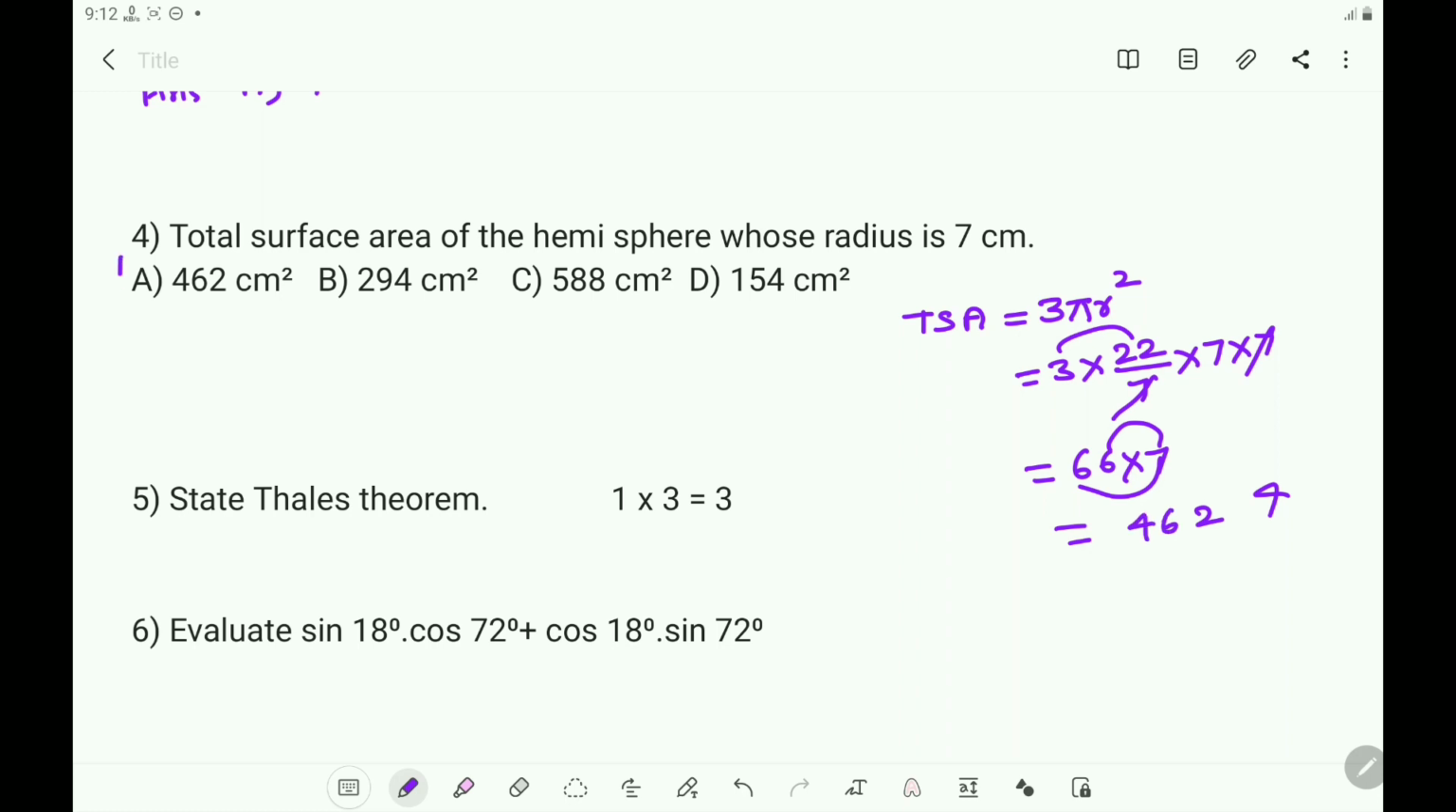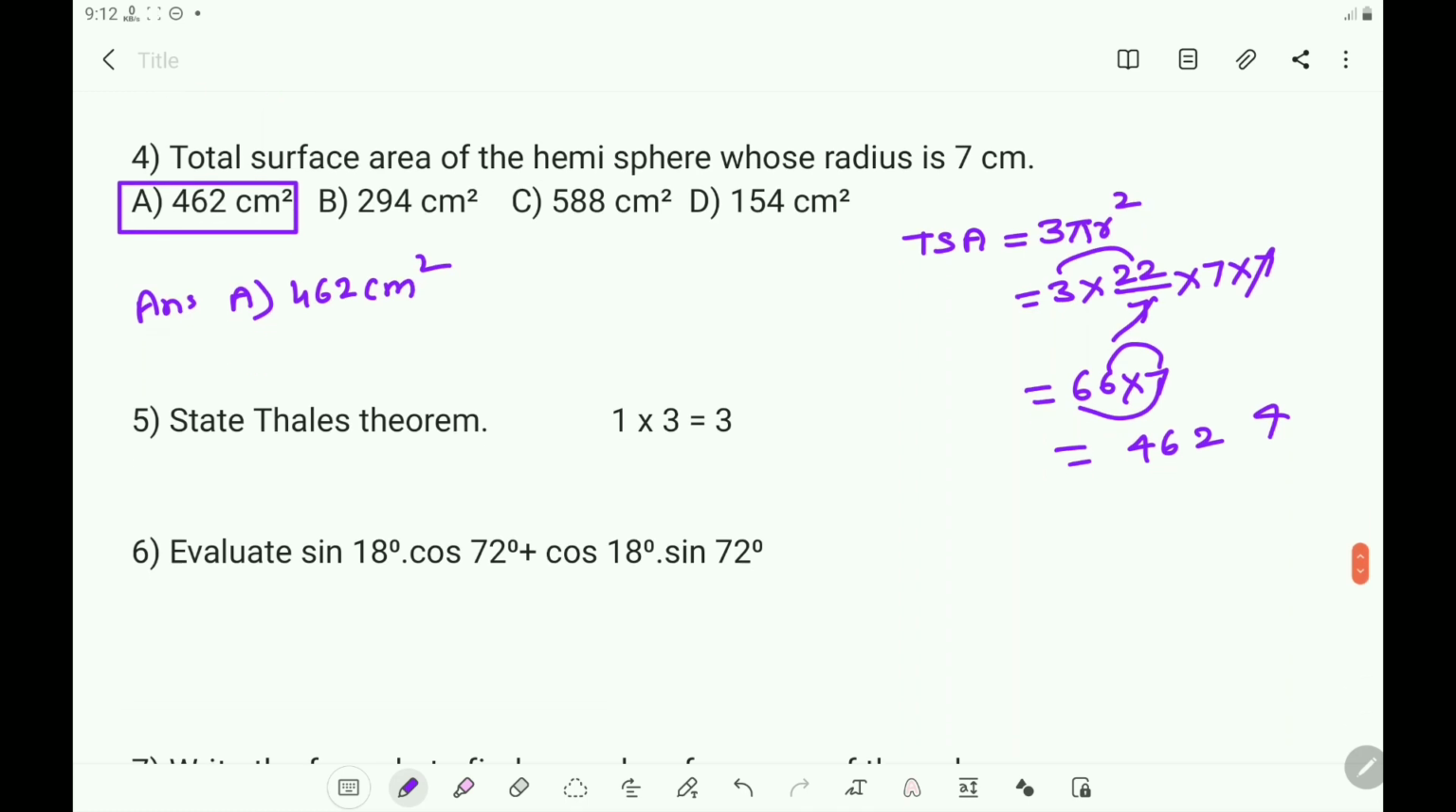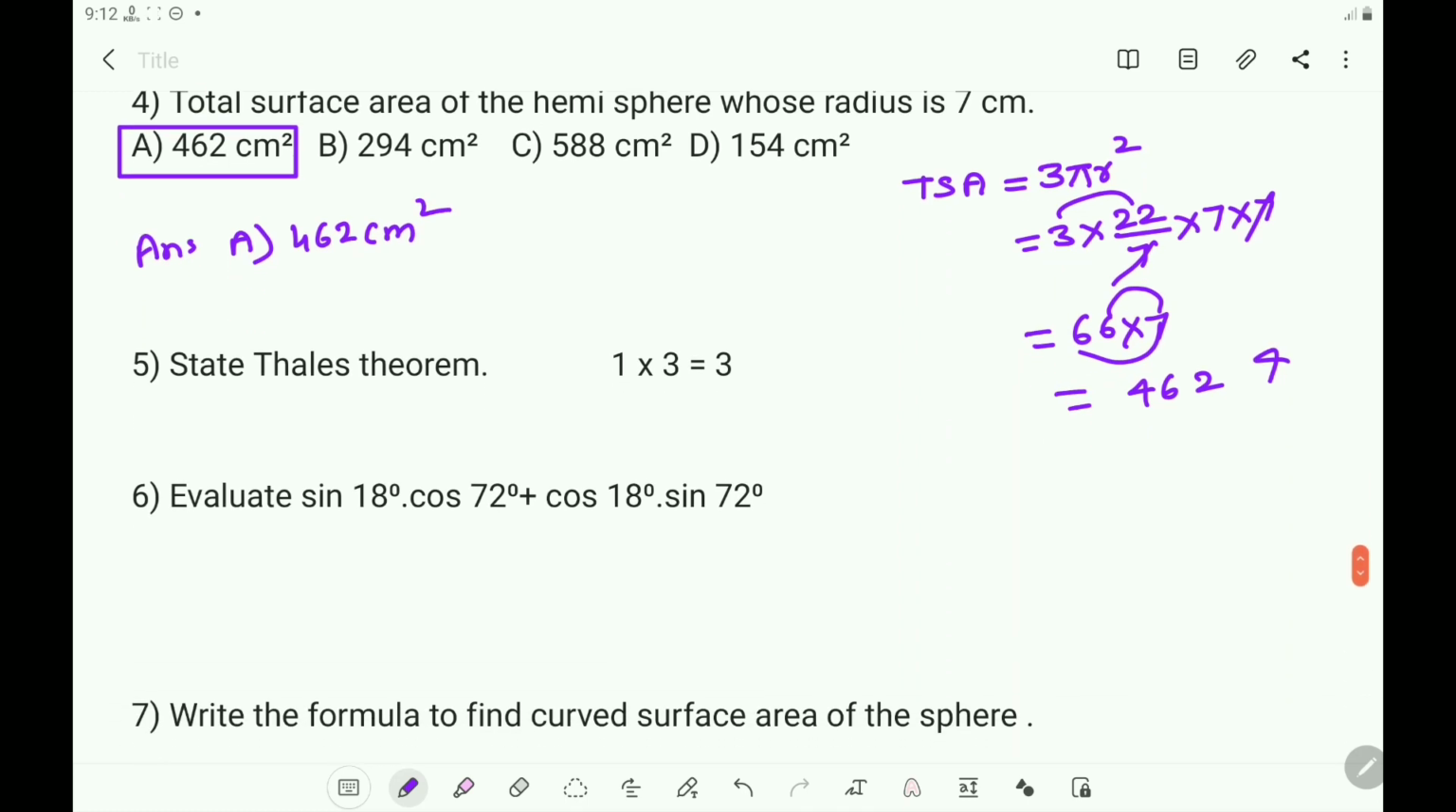So what is the answer here? Option A is the answer. So you write answer A. Option A is the answer, that is 462 cm square. Then you take the next question, state Thales theorem.